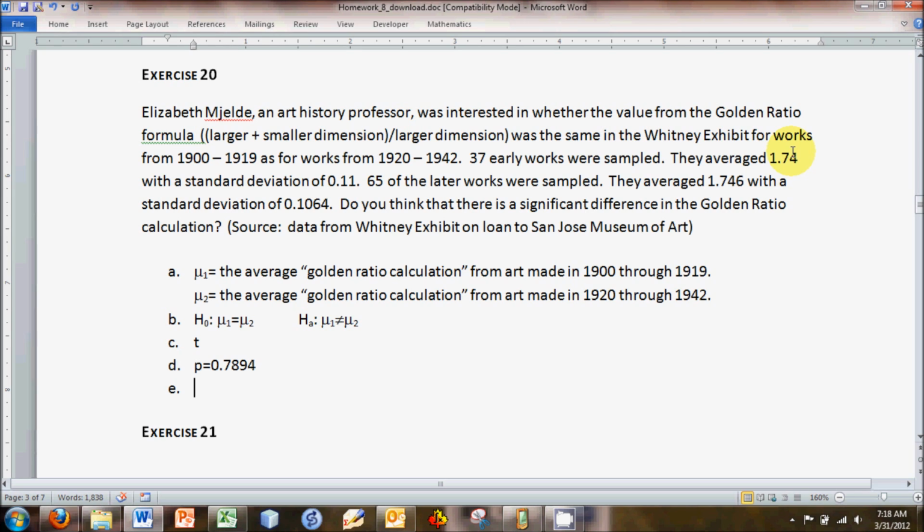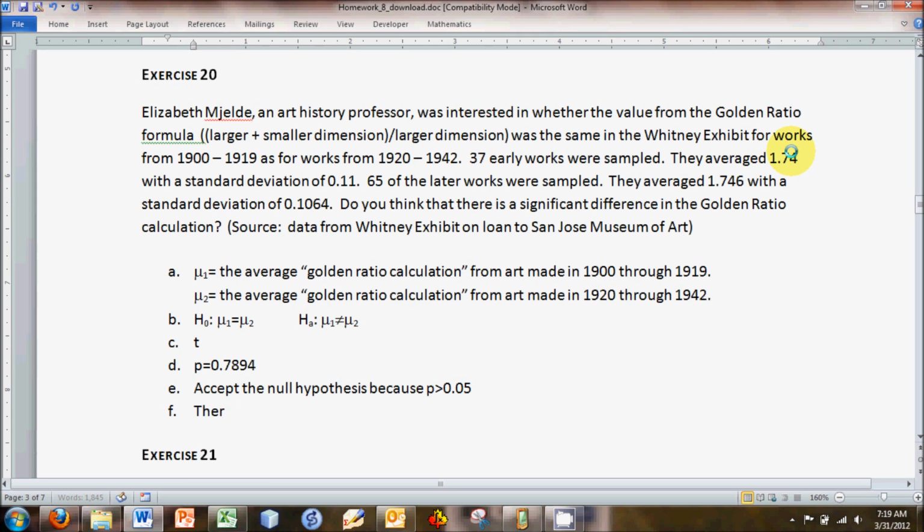Finally, we have to state our decision. We are going to accept the null hypothesis because p is greater than 0.05. Notice that no alpha value is given, and when no alpha value is given, just use 0.05 or 5%.